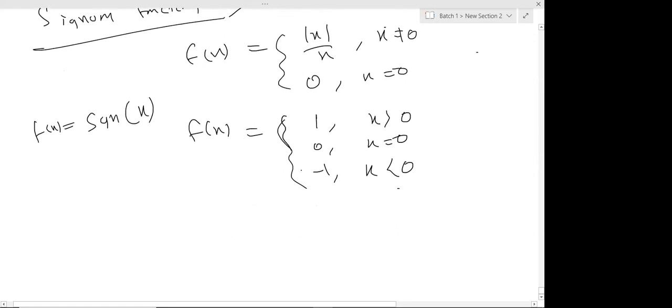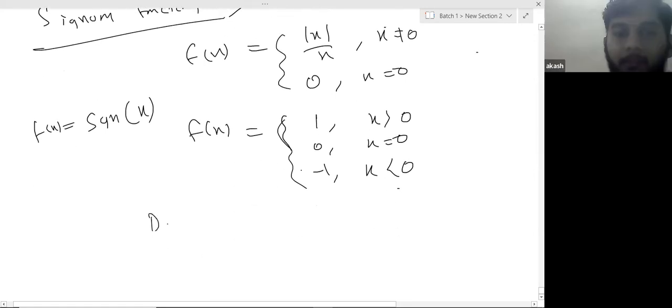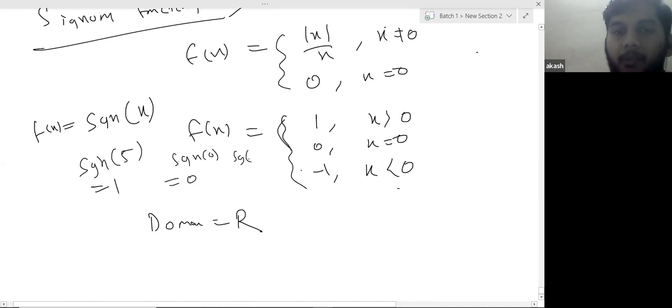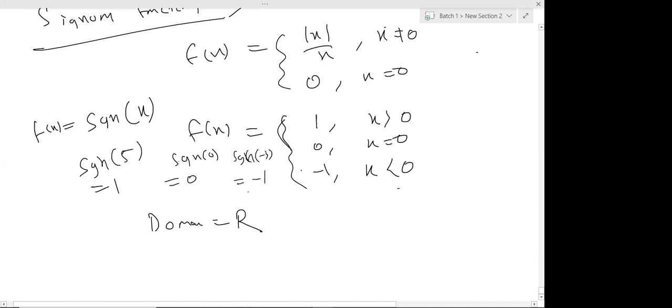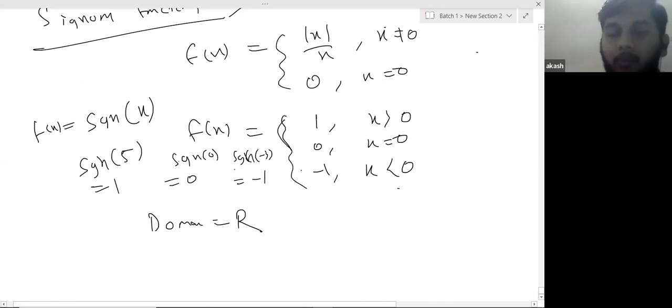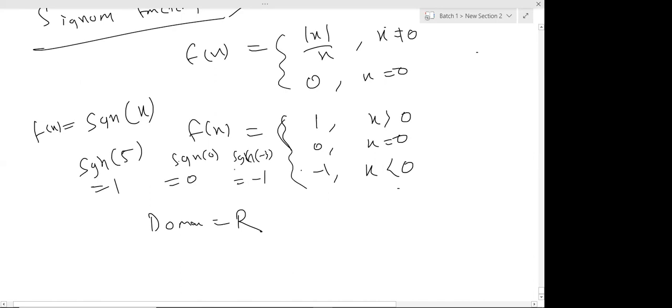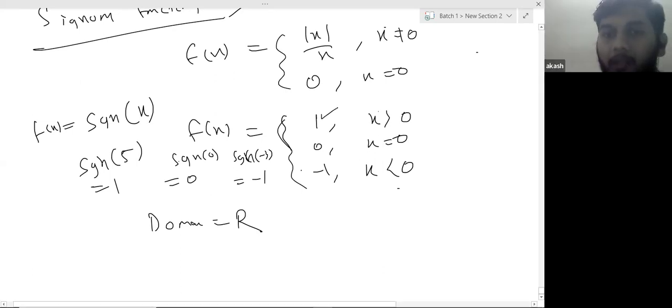Domain here is real numbers. See, signum of 5 is not 5, this is 1. Signum of 0 is 0. Signum of minus 3 is minus 1. If x is positive, it will return 1. If x is 0, it will return 0. If x is negative, it will return minus 1. No matter what values you put.